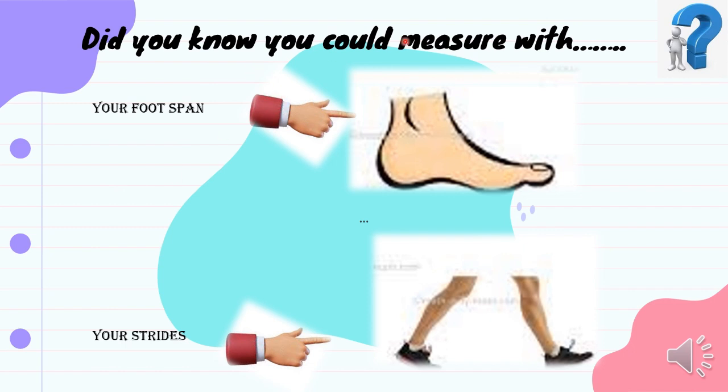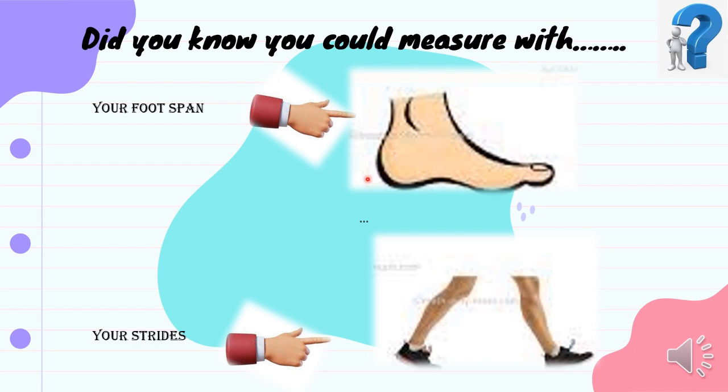Did you know you could measure with your foot span? Look at a foot here. This is from here to the toes, and it is called a foot span. From the heels of a foot to the toes of the foot is called foot span. I bet you can put your foot on the ground too. You could put your foot on a white sheet of paper to measure your foot span.